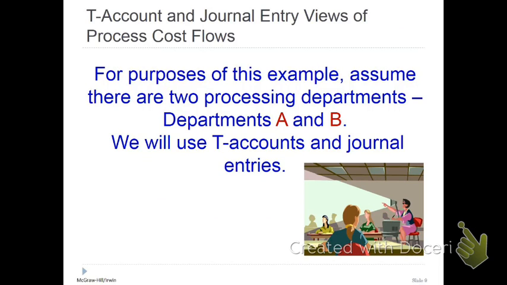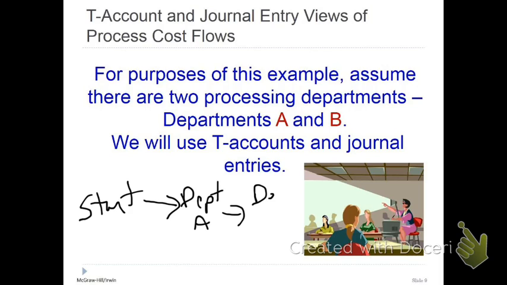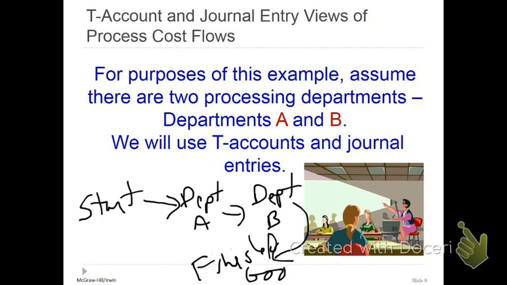Now, for purposes of this example and throughout the course, we're pretty much going to use two departments, Department A and B. The way to think about this is, items are going to start here. They're going to go into Department A, do whatever needs to be done, then go down the assembly line to Department B, and whatever's going to be done there is going to be done there, and then finally they're going to be into finished goods. That's the way to consider what's going on here.